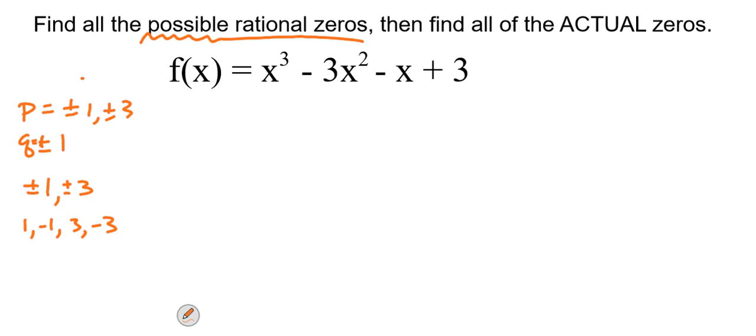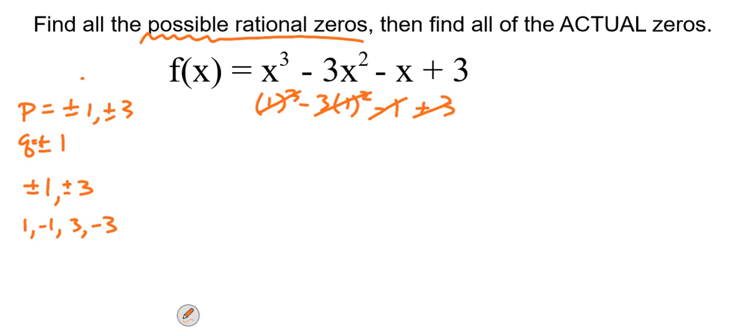Now, we could go down the road and do 3 or negative 3, but I always like to cheat a little bit. I mean, it's not really cheating, but I like to try my 1 first to see if it works. So I'm going to try it real quick. If I plug in a 1 here, I'd have 1 cubed minus 3 times 1 squared minus 1 plus 3. And I'm like, oh, it does work. 1 cubed is 1. That 1 cancels out with the negative 1. 1 squared times 3 is negative 3, because that negative cancels out.